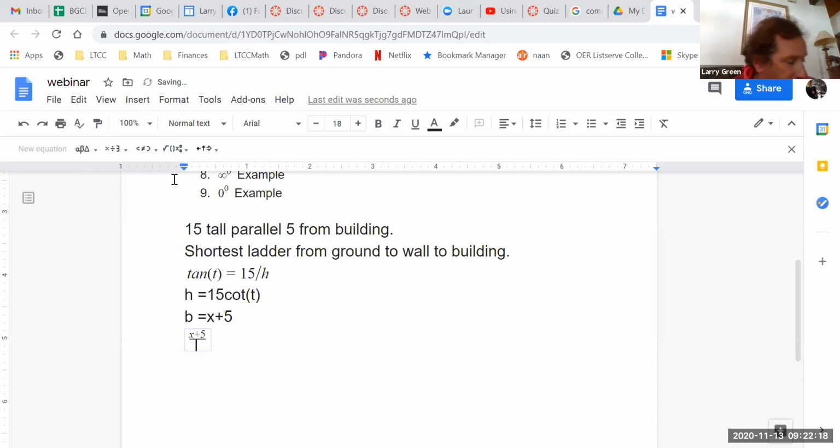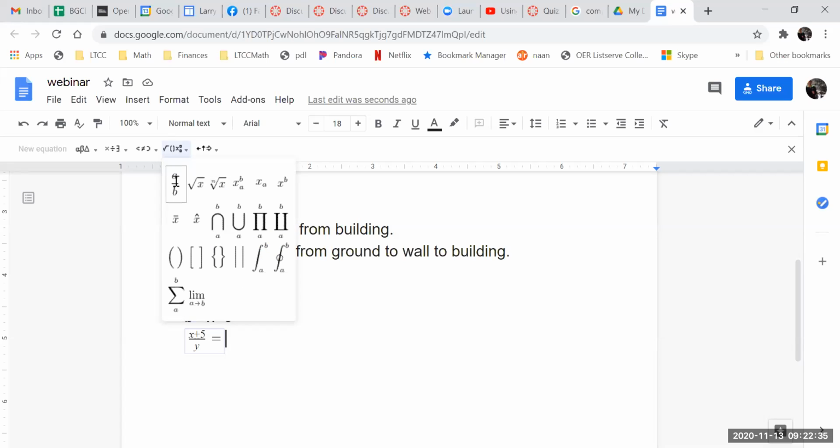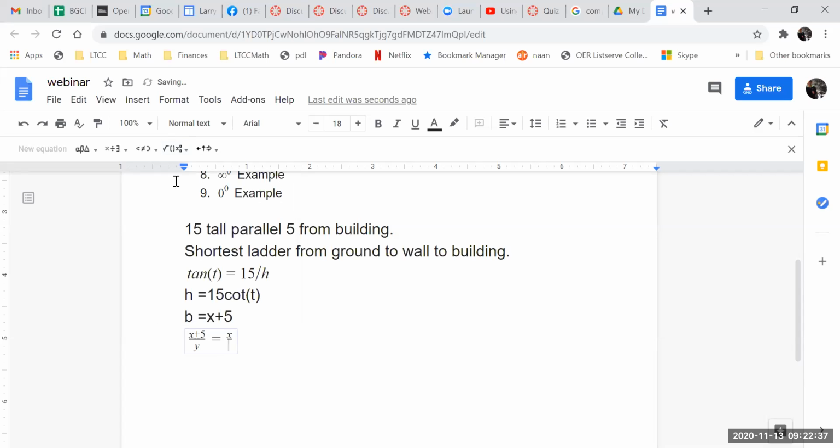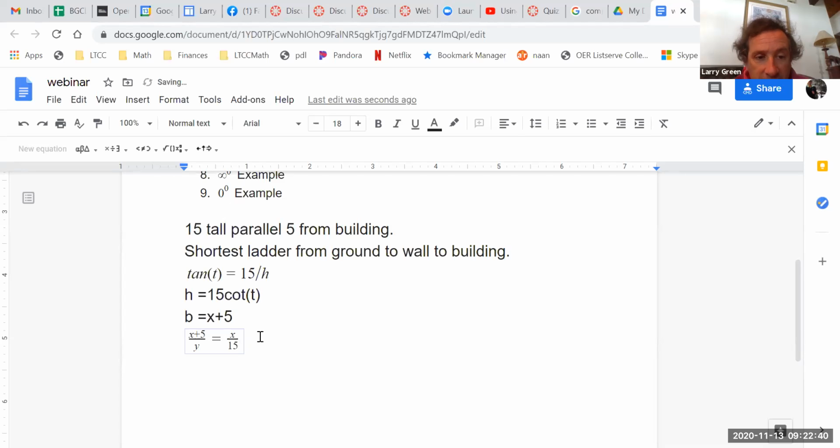Is to the height of the building. And how about y, the height of the building? It's a vertical height. It is equal to x over 15. Yes. So we know that for sure, right?